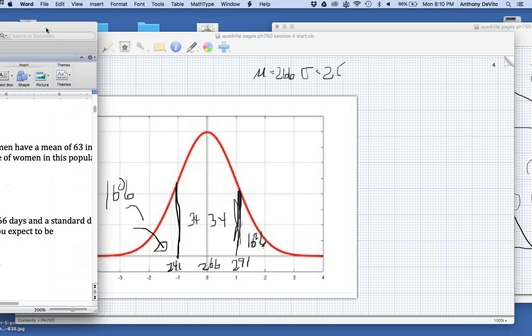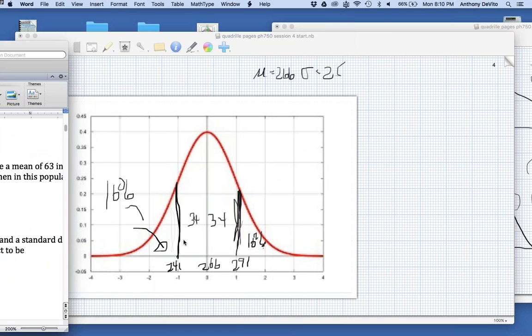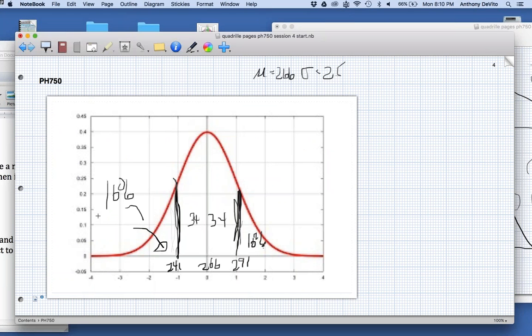So the next logical question might be: less than 241 days or greater than 291. Less than 241 days is 16%, and more than 291 is 16. So we just add those together, and 32% of the population represents women that had a gestation period less than 241 days or more than 291.